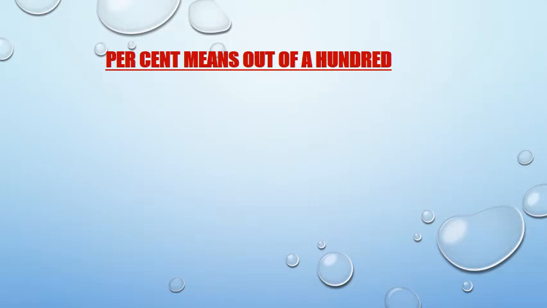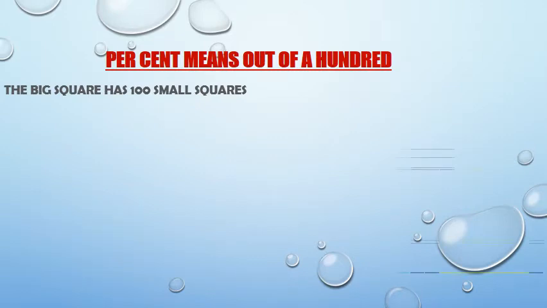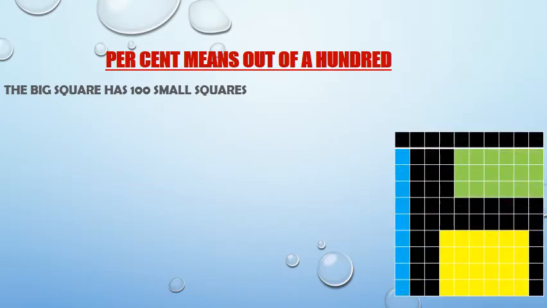Children, as we know, chapter number 12 is about percent. So what do we mean by percent? Well, percent means out of 100. So we have a figure. In this figure, there is a big square, and the big square has 100 small squares. Now all these squares are black in color, but some of them are shaded in different colors.